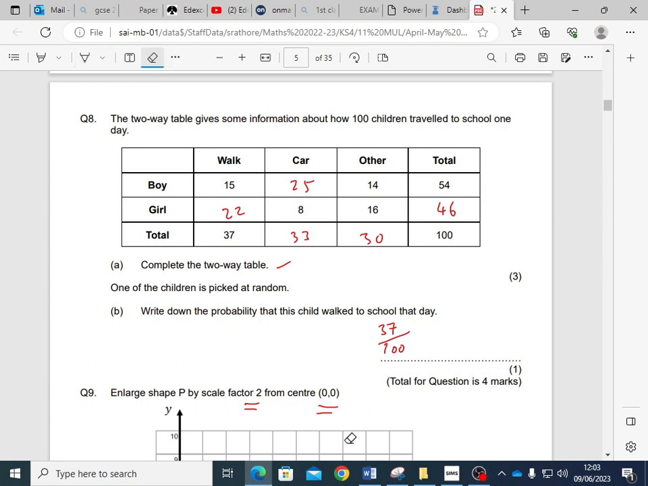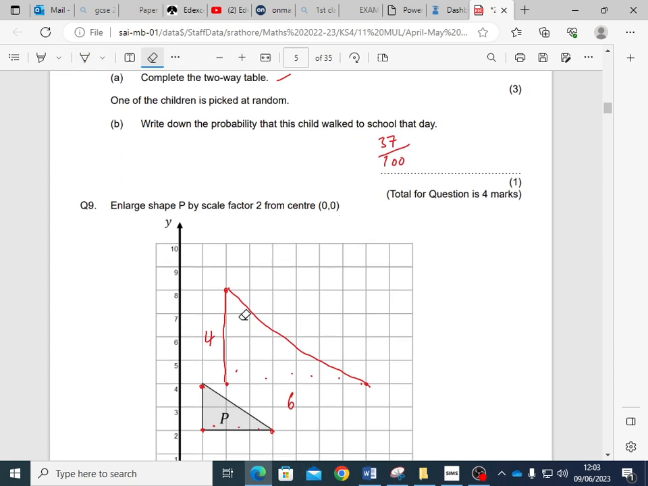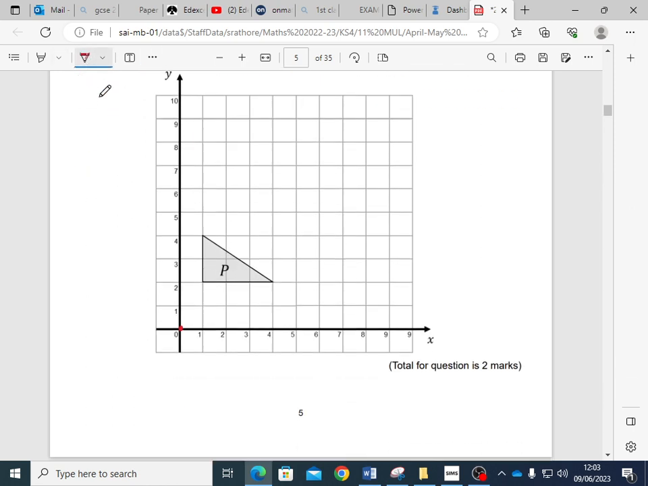Okay, I'm just going to take this out and quickly do this one again. Right, okay. So let's have got this.